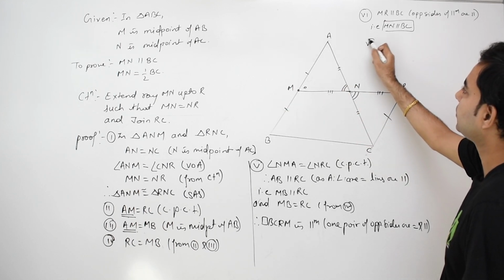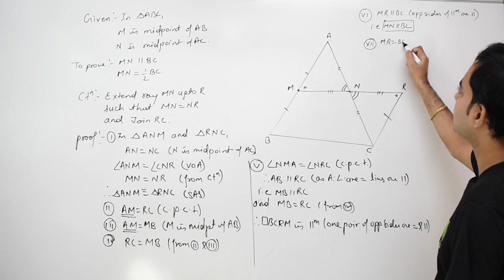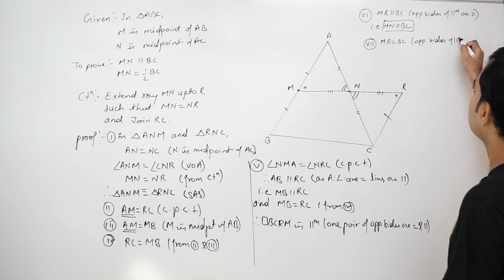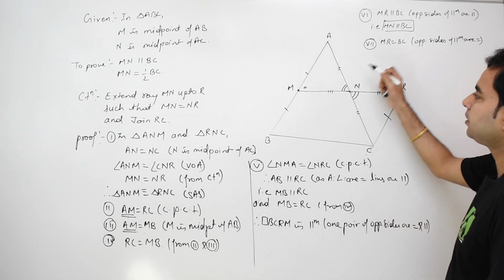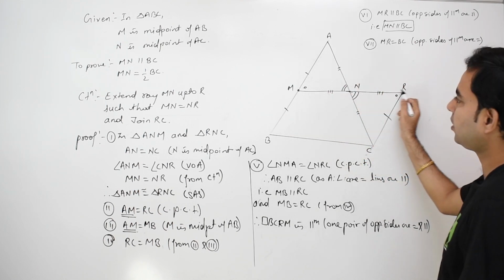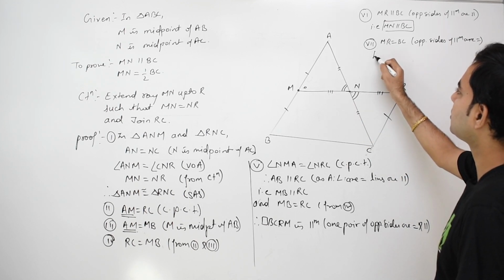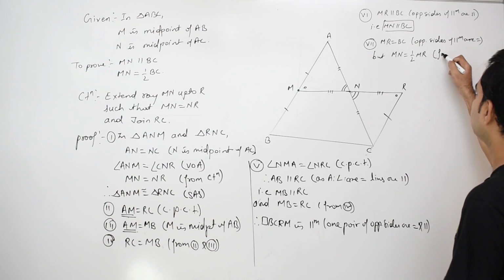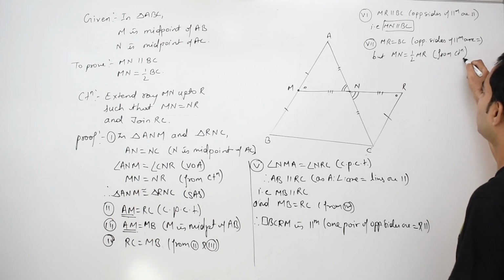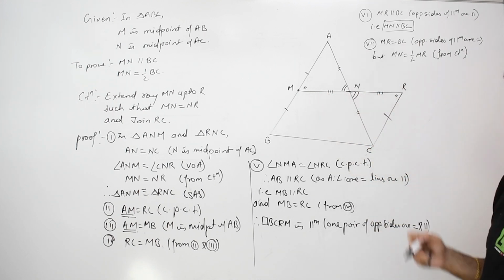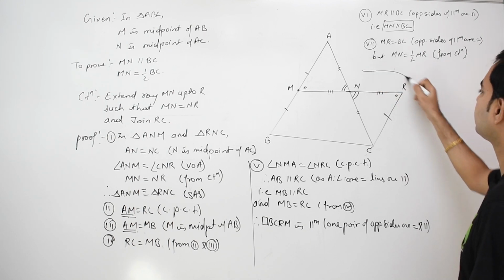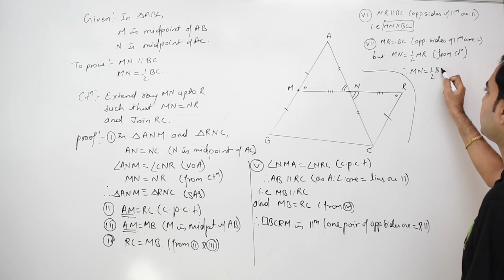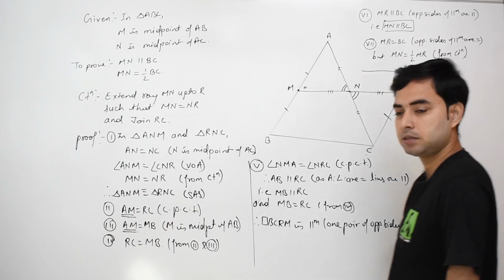अब सेकंड निकालने के लिए इन द सेवेंथ पॉइंट, this MR is equal to BC. Why? Because opposite sides of parallelogram are equal, and it is given that from the construction MN is equal to NR. It means that MN is half of MR, from construction. If MN is half of MR, as MR is equal to BC, therefore MN is half of BC. Hence the proof.